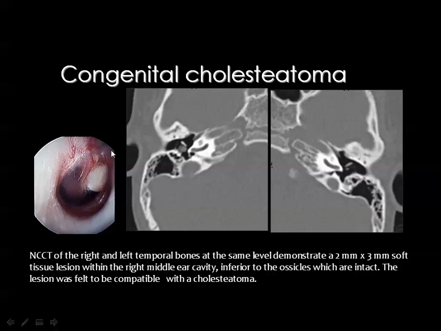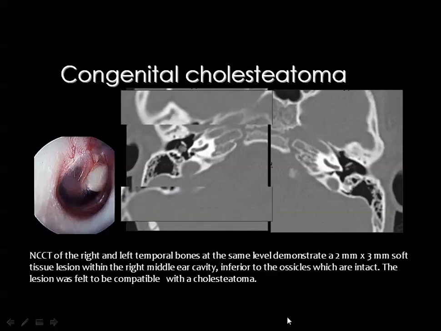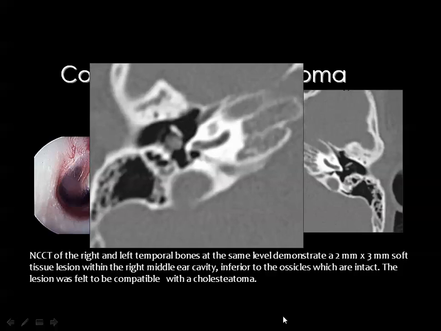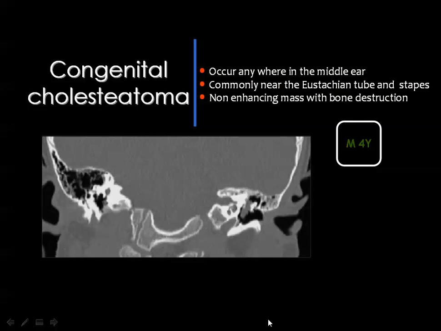And here is the otoscope appearance of this cholesteatoma. Here you can see a soft tissue density which is hanging within the middle ear cavity behind the ossicles. And you know that cholesteatoma, whether it is congenital or acquired, does not show any contrast enhancement. And this is the appearance of the cholesteatoma posterior to the ossicles.